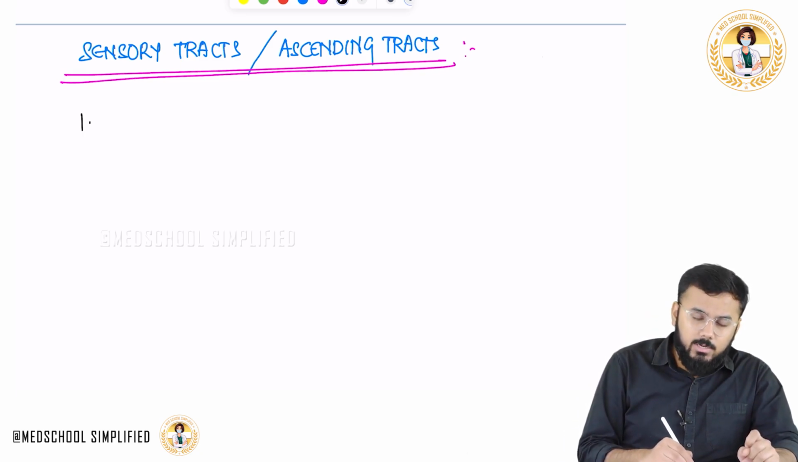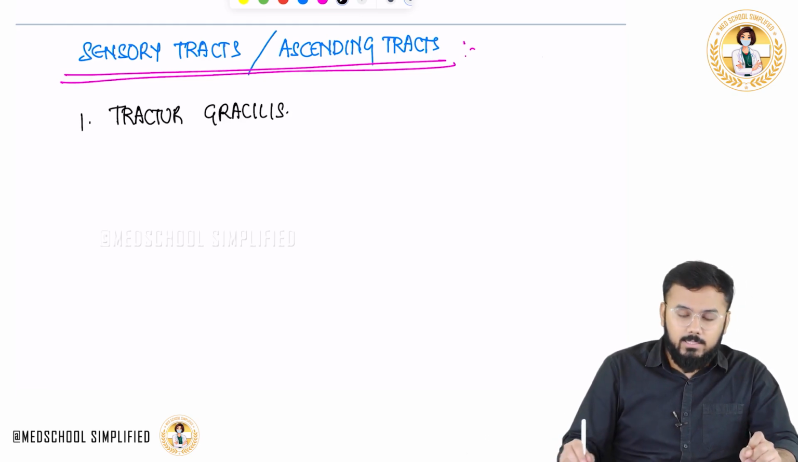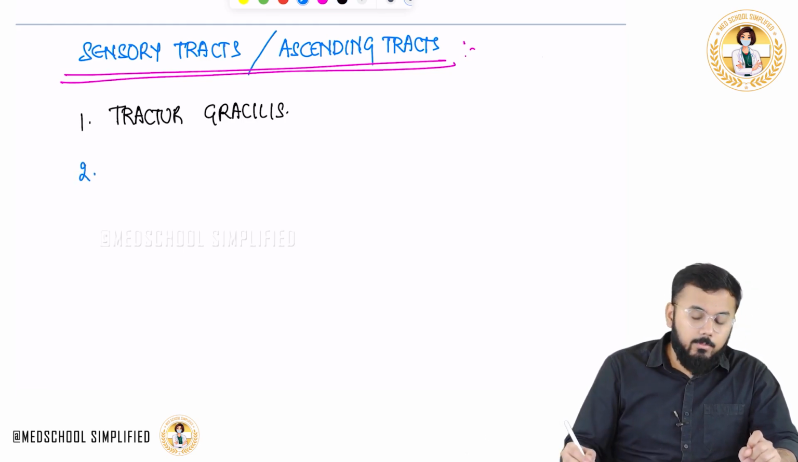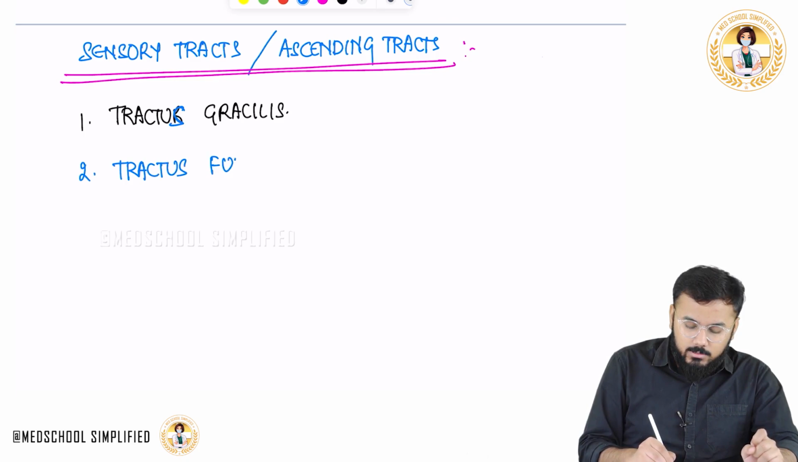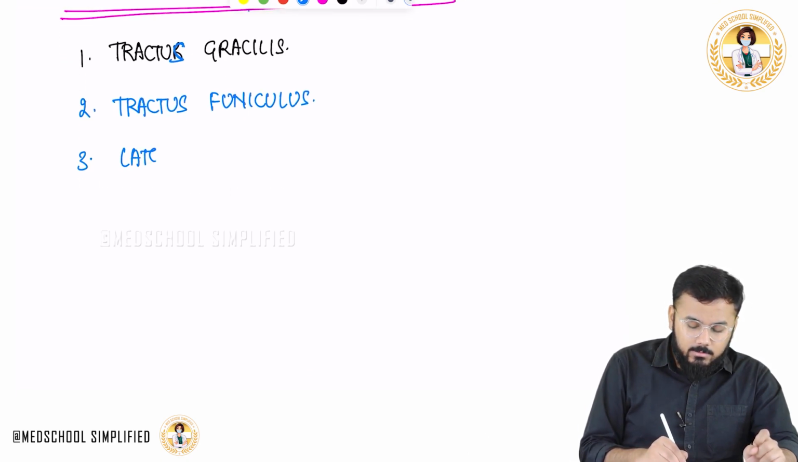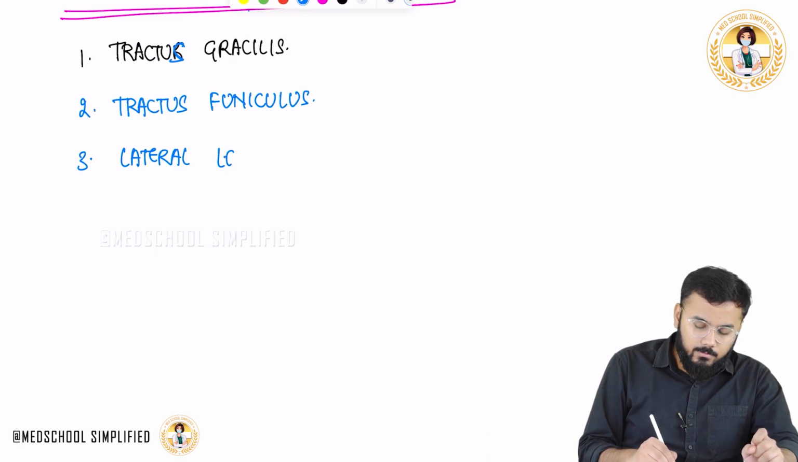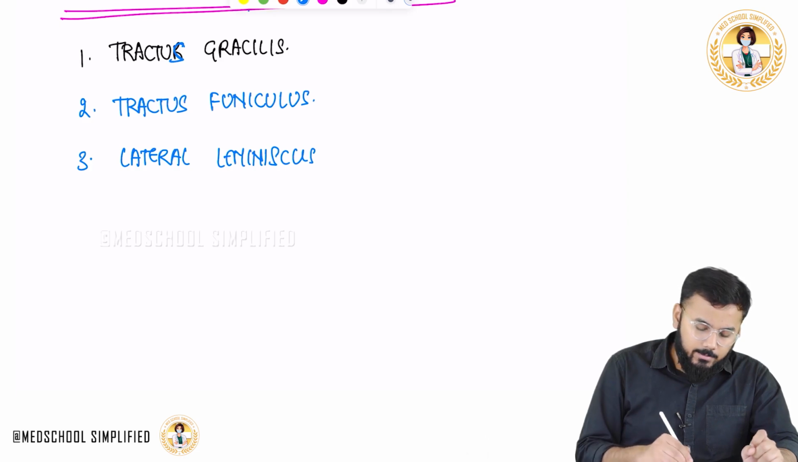So this tract you would understand by now. That is your tractus gracilis. One is called tractus gracilis. Second important one is called tractus funiculus. Third important thing over here is lateral lemniscus. Fourth important thing is lateral spinothalamic tract.